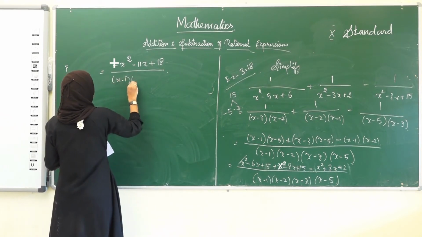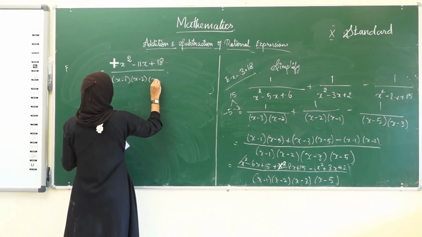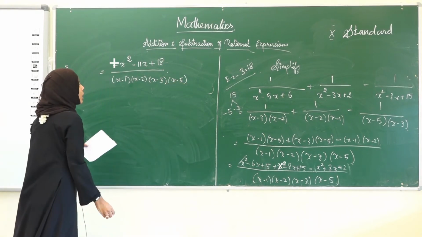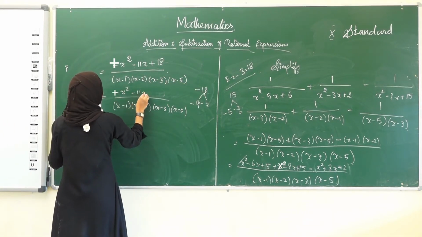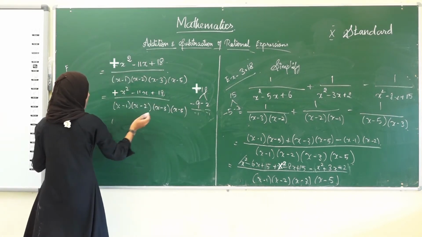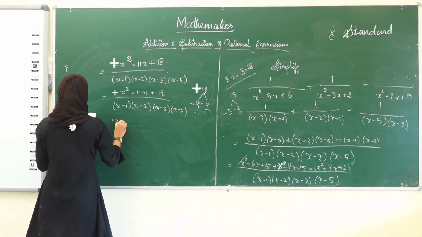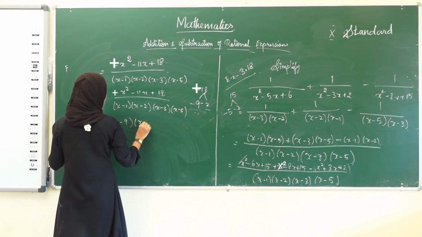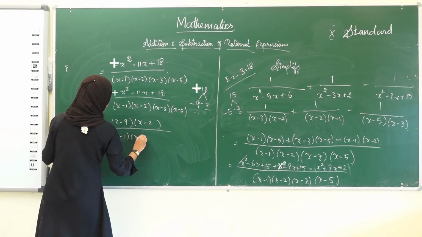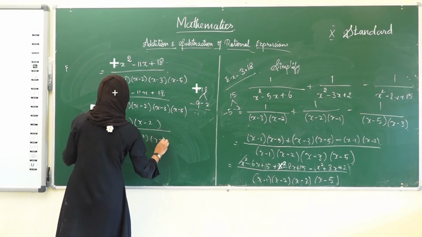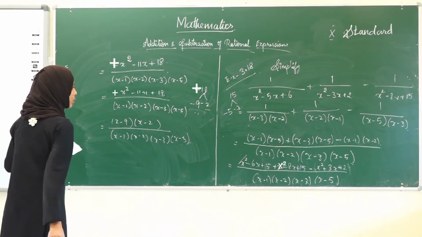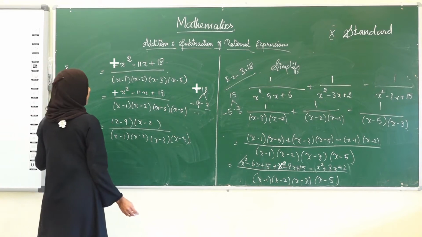Divided by x minus 1 into x minus 2 into x minus 3 into x minus 5. Okay, plus x square minus 11x plus 18. 18 is 9 into 2, meaning the answer will be x minus 9 into x minus 2, divided by x minus 1 into x minus 2 into x minus 3 into x minus 5. Okay, x minus 5.